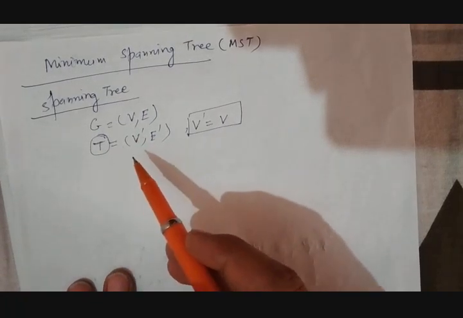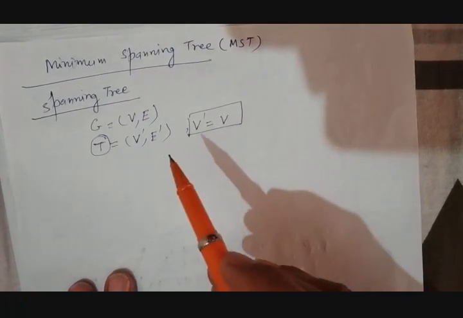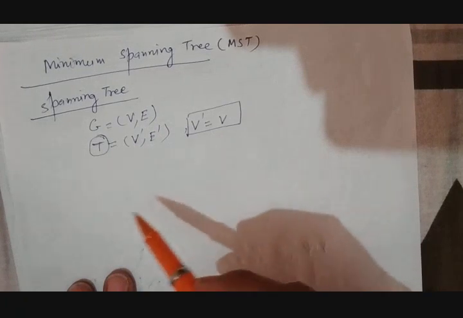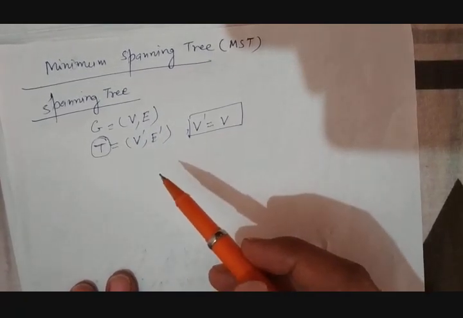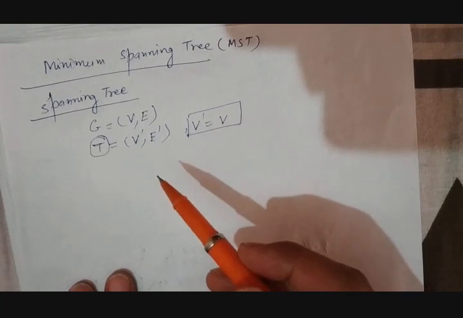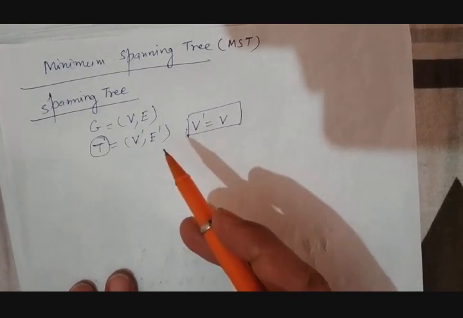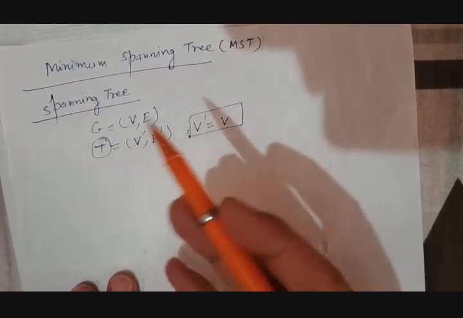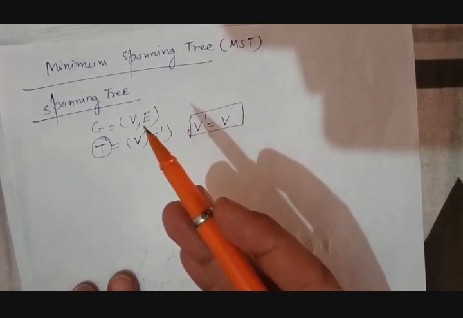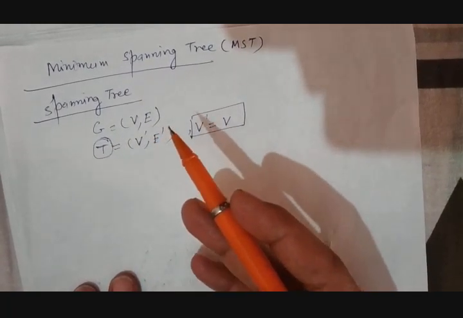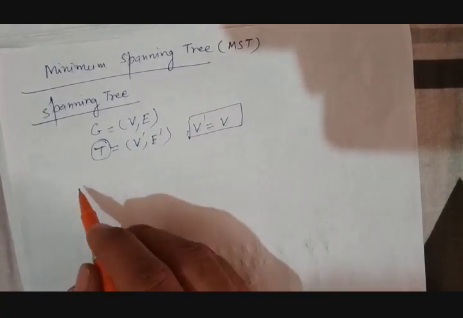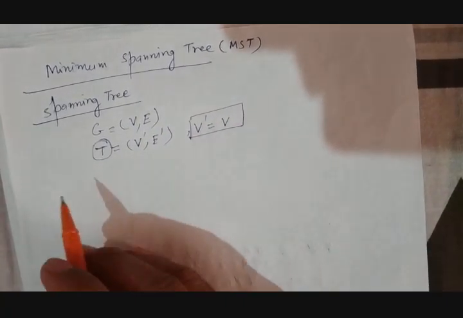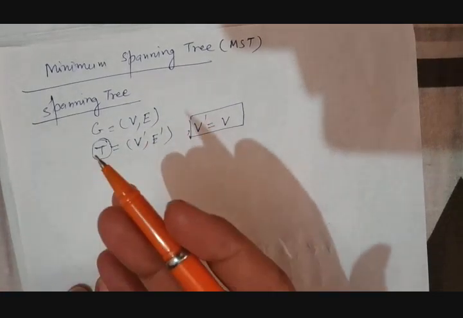Basically, for a given graph, if we are able to find such a tree which covers all the nodes of the graph, but it is a tree, that is called the spanning tree. Spanning tree means that it is spanning, that is covering all the nodes of a graph exactly once. So this is what the spanning tree is. Now see, a graph may have more than one spanning tree.